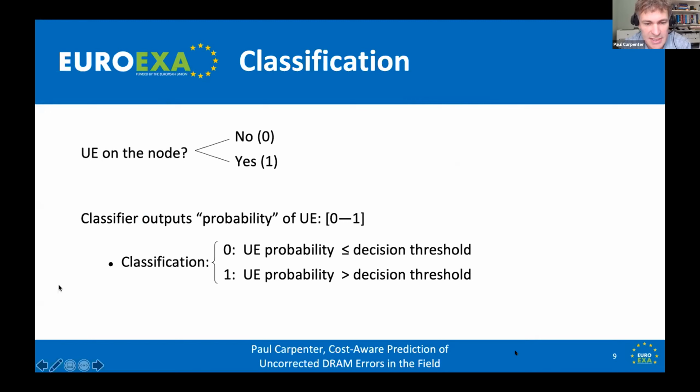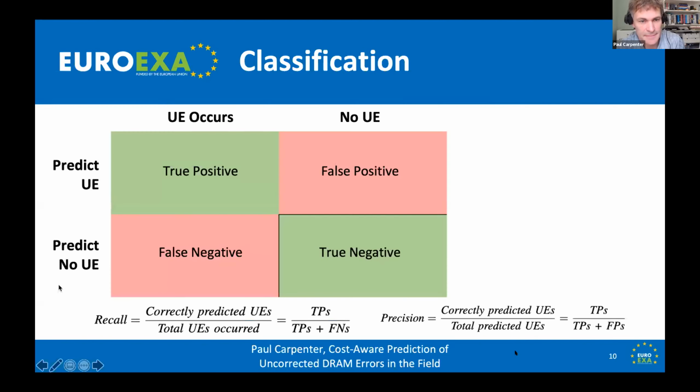And then there's just a decision threshold that's set, which is if it's bigger than this number, you say yes, otherwise no. At the moment we're following a sort of normal path. We have a problem, and we're going to apply machine learning methods to try to deal with it. I guess you're familiar with true and false positives: true or false depending on whether you're right or wrong, and positive or negative depending on whether you predict yes or no, in this case predicting a UE or not a UE.